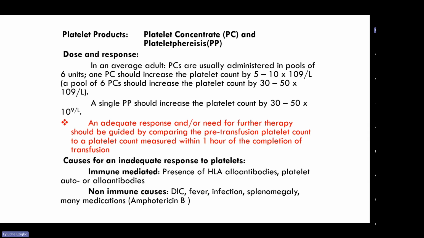So platelet products, we have platelet concentrates, we have platelet apheresis. Okay, so dose and response. In an average adult, platelet concentrates are usually administered in pools of 6 units. One platelet concentrate increases the platelet count by 5 to 10 times 10 raised to power 9. So you can see what it can add to the patient. A single platelet product should increase the platelet count by 30 to 50.